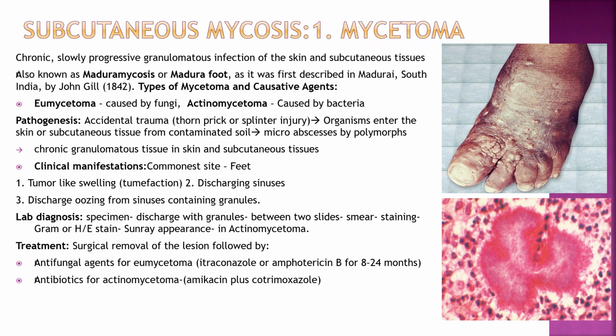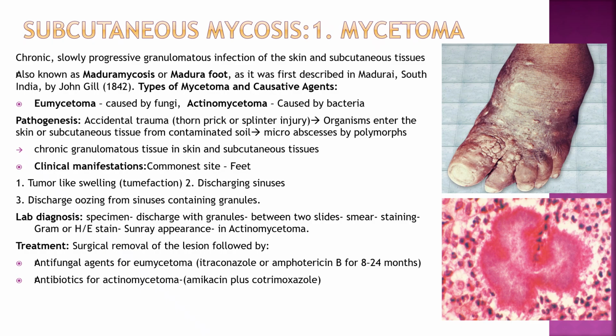Types of mycetoma and causative agents. Eumycetoma is caused by fungi, that is Madurella mycetomatis. Actinomycetoma is caused by bacteria, Actinomyces and Nocardia. Pathogenesis: accidental trauma, thorn prick or splinter injury. Organisms enter the skin and subcutaneous tissue from contaminated soil. Microabscesses form by polymorphs, with chronic granulomatous tissue in skin and subcutaneous tissue.